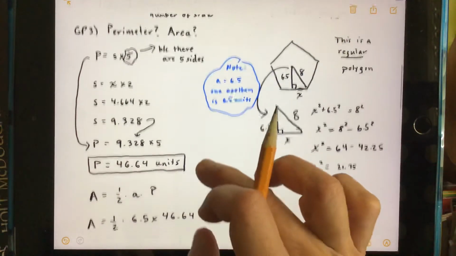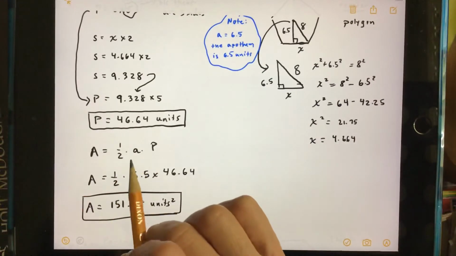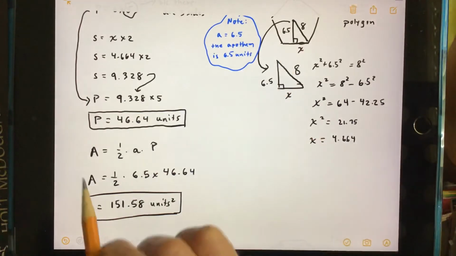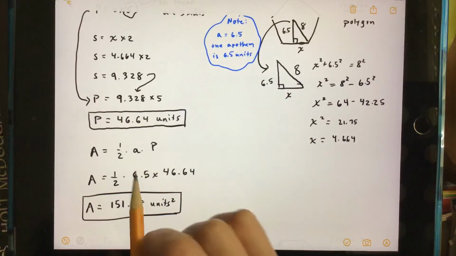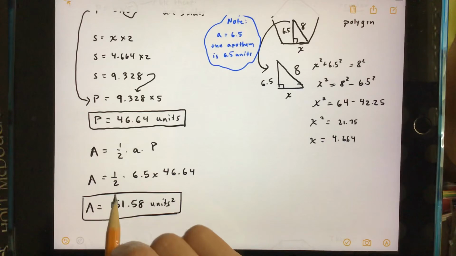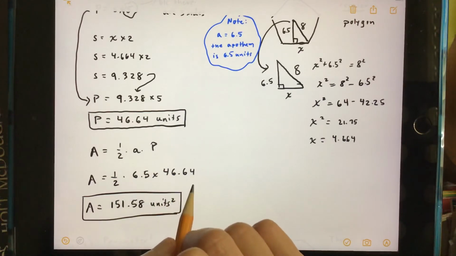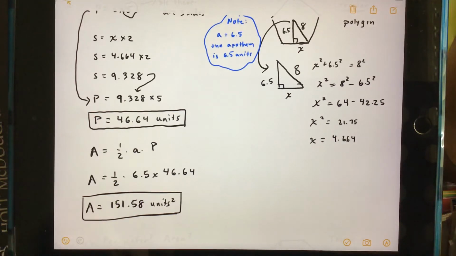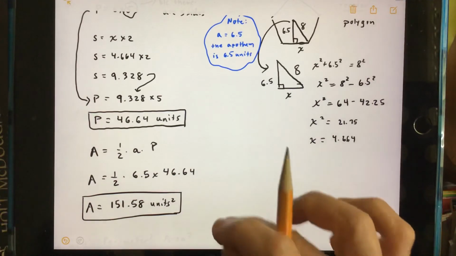All right, now I'm ready to find my area. Area is 1/2 times the apothem times the perimeter. Well, we were given the apothem, 6.5. So I'm going to plug in 6.5 for my apothem, and then we calculated the perimeter to be 46.64. So to work out my area, I'm going to multiply 1/2 times 6.5 times 46.64. Remember to key in 1/2 to your calculator. You will do 0.5 because 1 divided by 2 is 0.5. My area then of this particular pentagon will be 158.58 units squared.